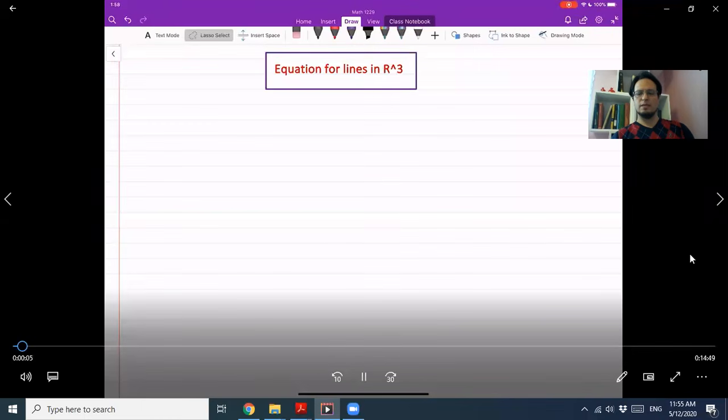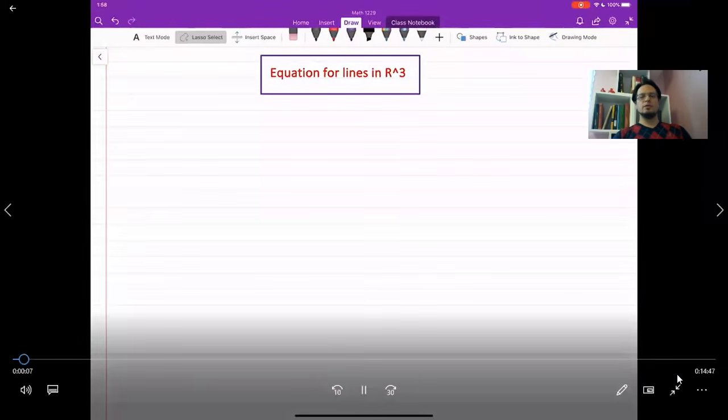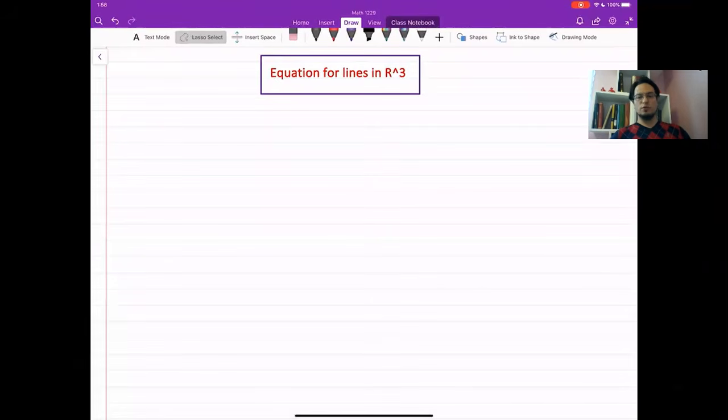Hi, in this video, we will learn how to write an equation for lines in R3. There will be two forms of equations, one parametric, one point parallel form, and we will do some examples for these ones. To write an equation for a line in R3, we actually need two pieces of information.